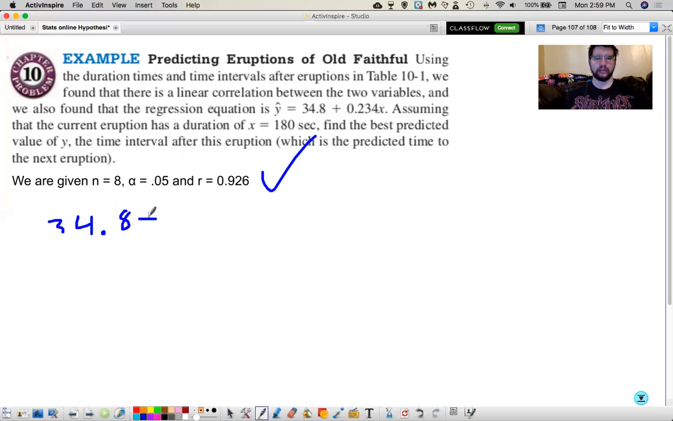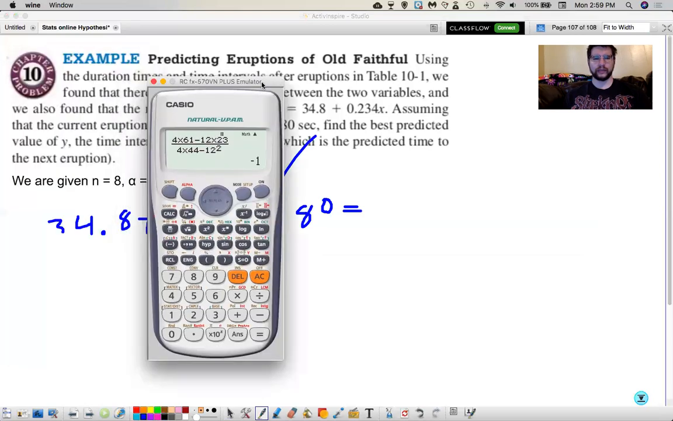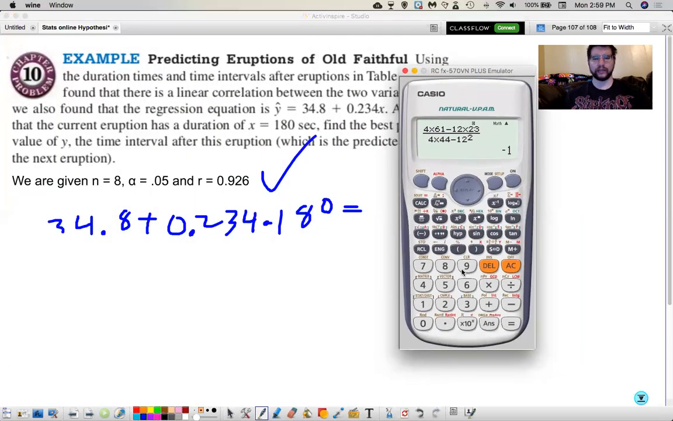34.8 plus 0.234 times 180. And this, I'm just going to type in the Casio. It doesn't matter. I mean, there's nothing even remotely complicated about typing this in. And we get this, we want a decimal: 76.92.